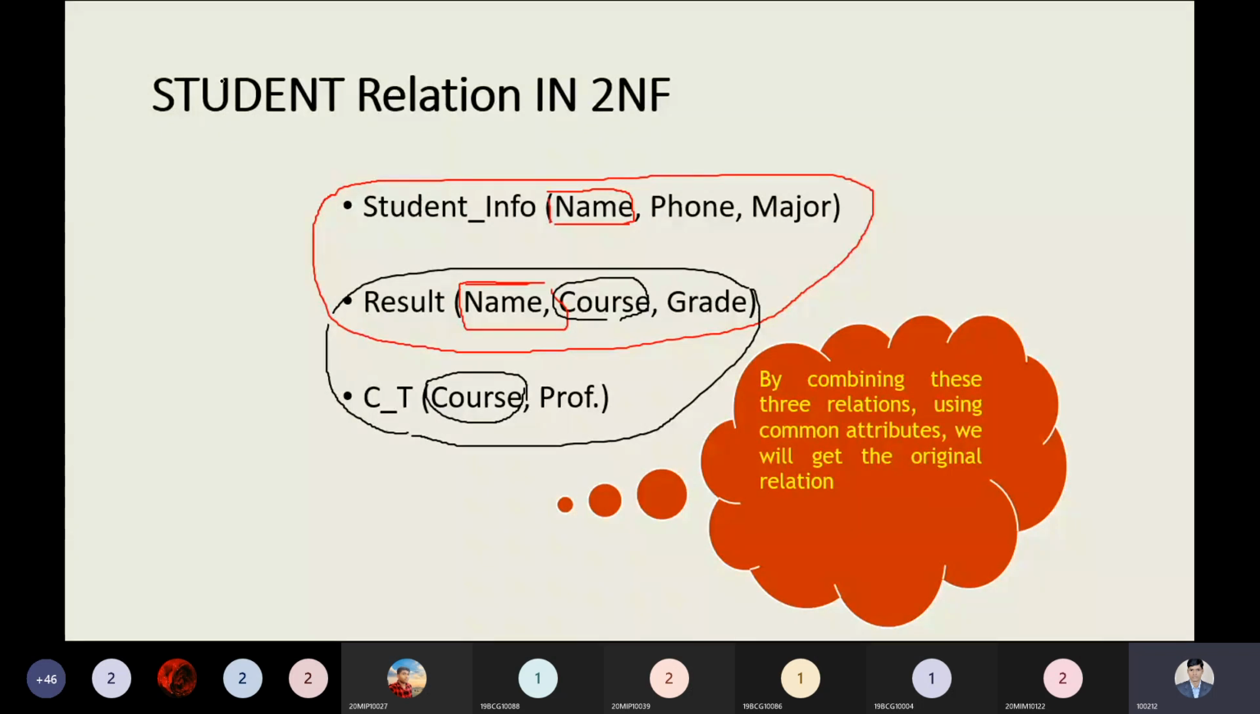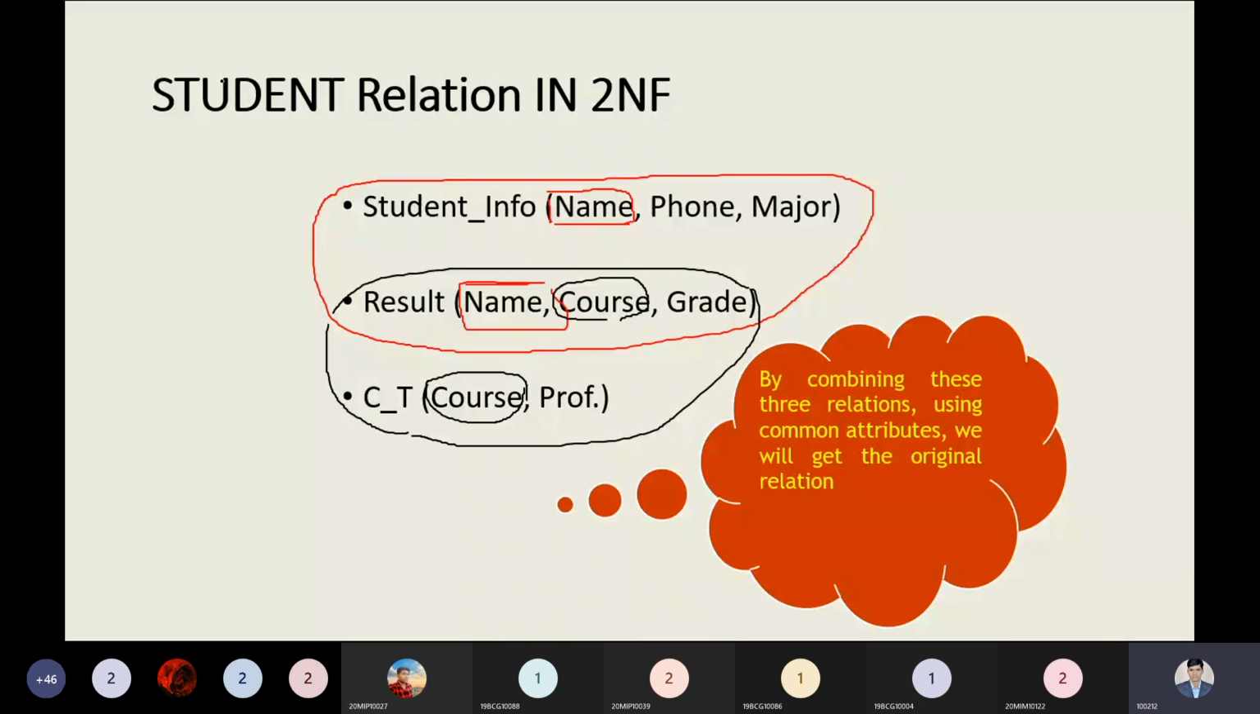Here it is telling us which attribute to choose to get the proper result. The relation should be in second normal form to avoid duplicacy in our tuples. You can observe here that phone number and major are non-key attributes that depend on the name. And in the second relation, result, course and grade depend on the name.